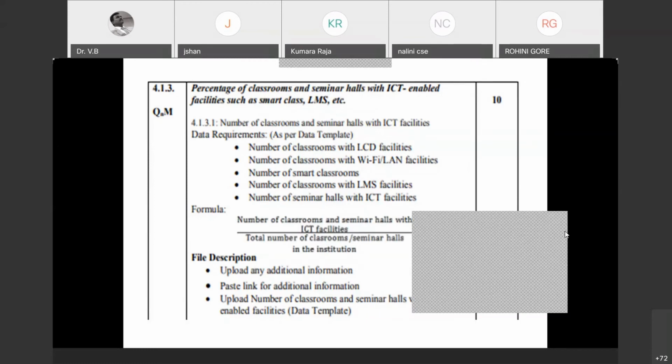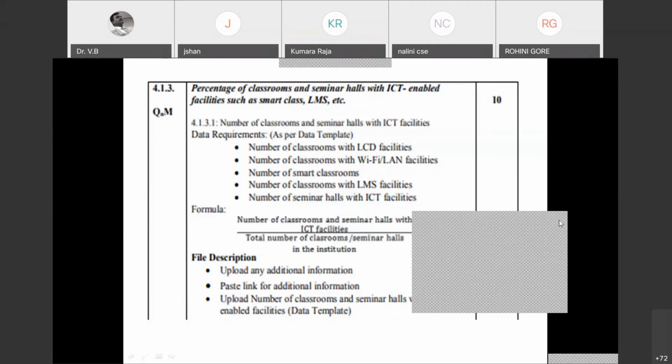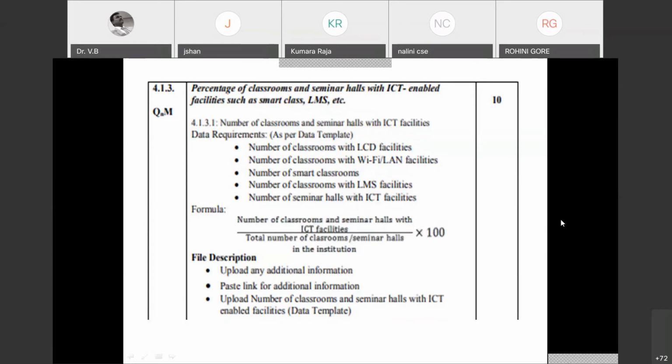Here one question is whether this geotagging is required. The geotagging requirement is only for photos. Definitely for infrastructure, whenever you are taking a photograph, geotagging will definitely be required, because you are going to take the photograph from now on anyway. So geotagging would be required.